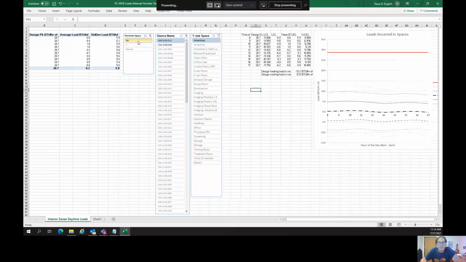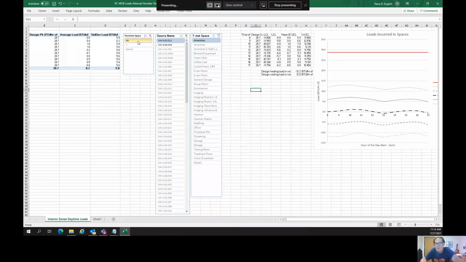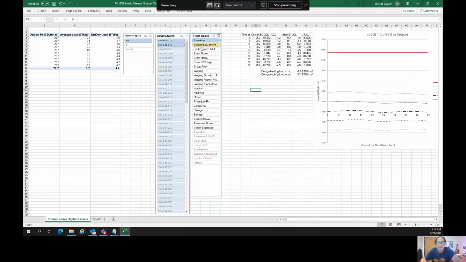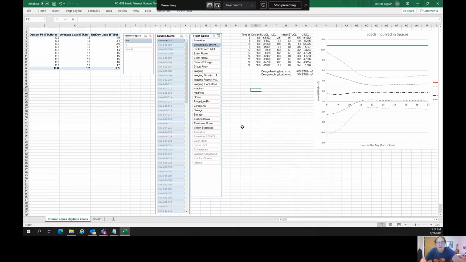And in the individual zones, it looks like this one went up as high as 12, up and down as high as 12. This zone was tighter, up and down to 5. So all in, it was that 9. Let's look at the biomed equipment. Biomed equipment, we only had one zone. So we're seeing a heating load of 6.5 and a cooling load as high as 9.5. Notice that those both happen in the morning hour.